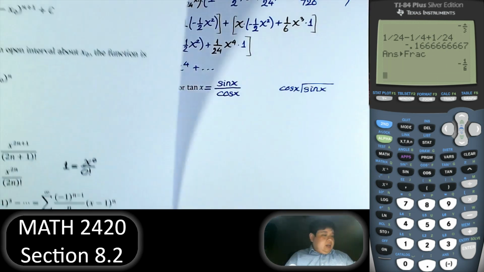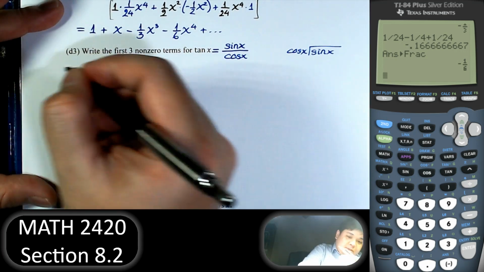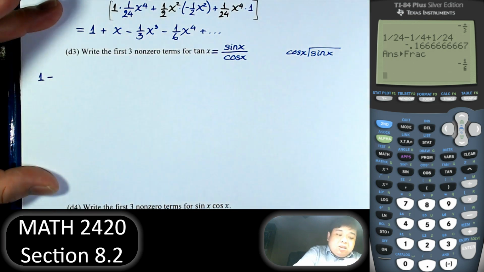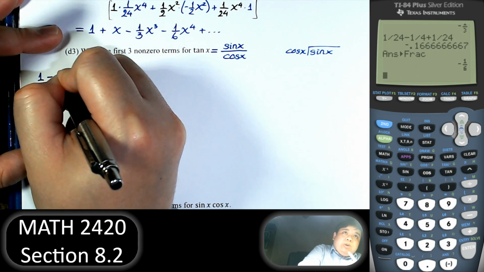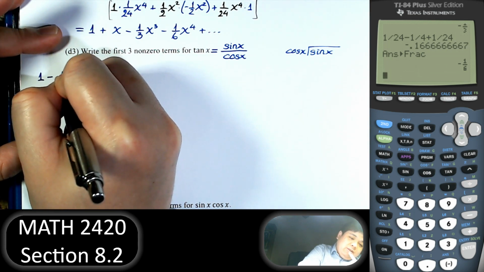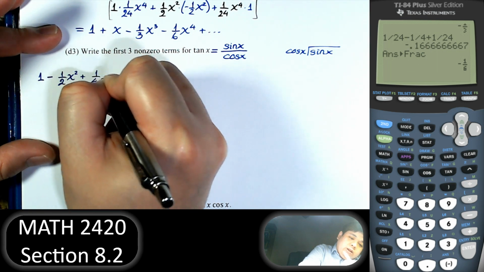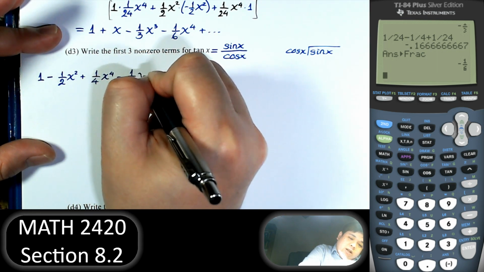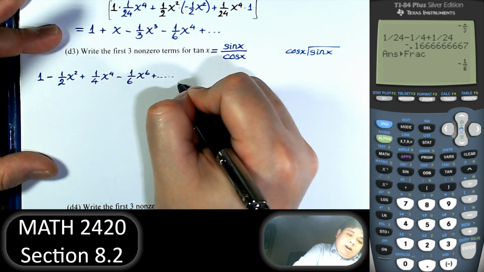So cosine is an even series: 1 minus x squared over 2 factorial, plus x to the 4th over 4 factorial, minus x to the 6th over 6 factorial, and so on. Divide.